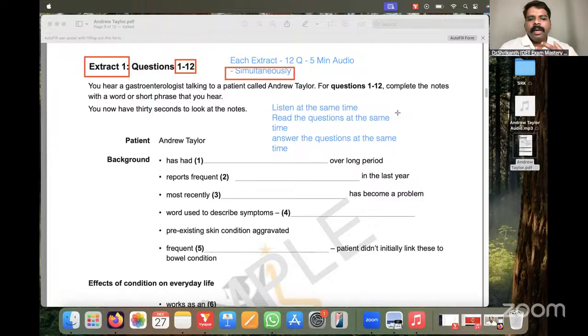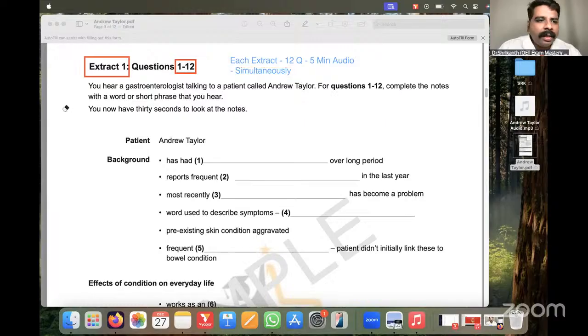Therefore, it requires a particular mindset. It requires a particular technique, a method, and if you are able to implement that exam technique, then it becomes much more manageable. As I mentioned earlier, we are listening to a 5-minute audio. I will play the audio and I'll also give you questions.